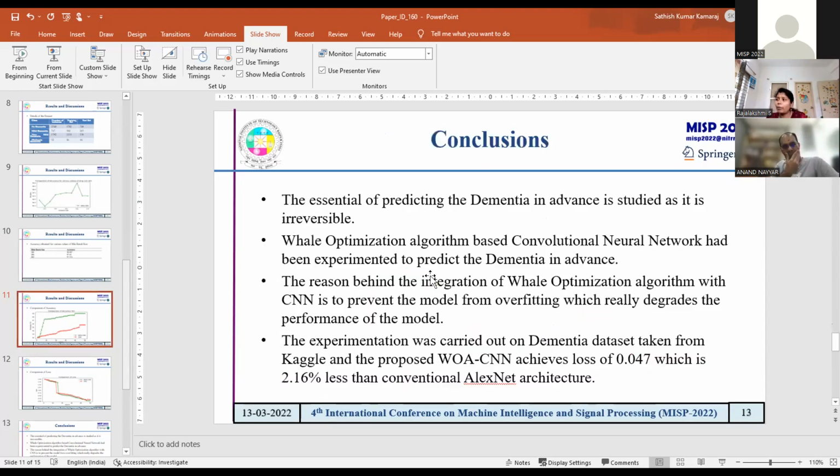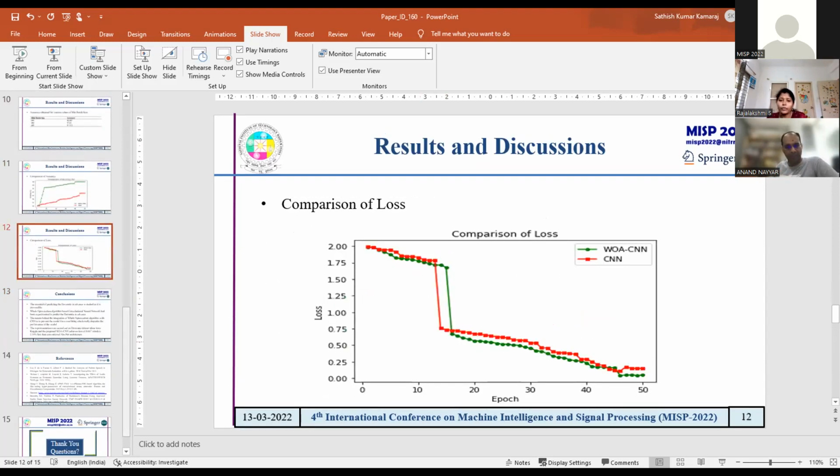The next level of comparison is done based on the loss value. If you see the loss value at epoch 15, there is a decrease in the loss value from 1.679% to 0.673% in WOA CNN. Also, there is a gradual decrease in the loss value, and further, the proposed WOA based CNN has 2.16% less loss than the conventional neural network architecture.